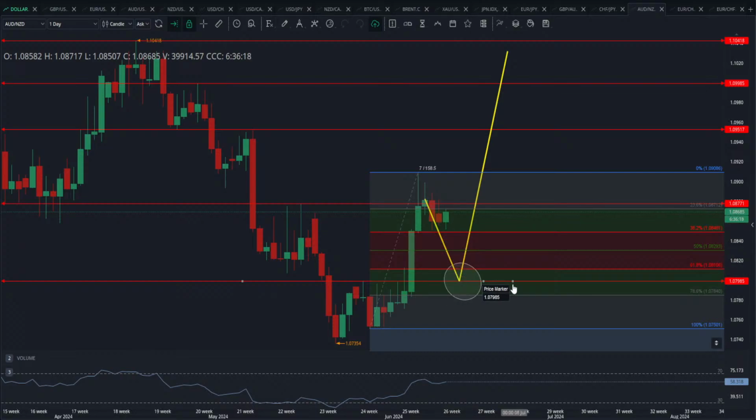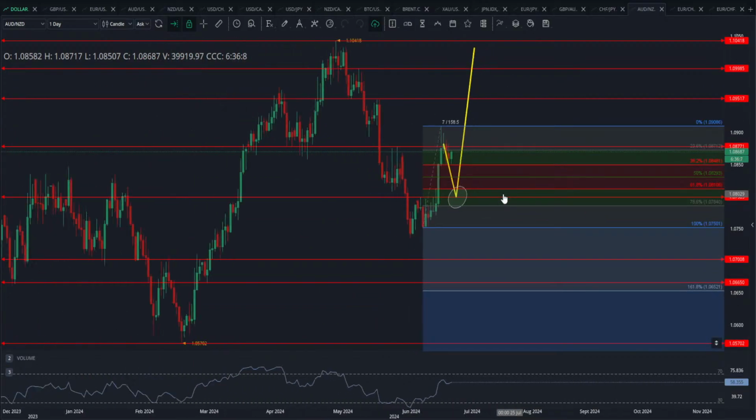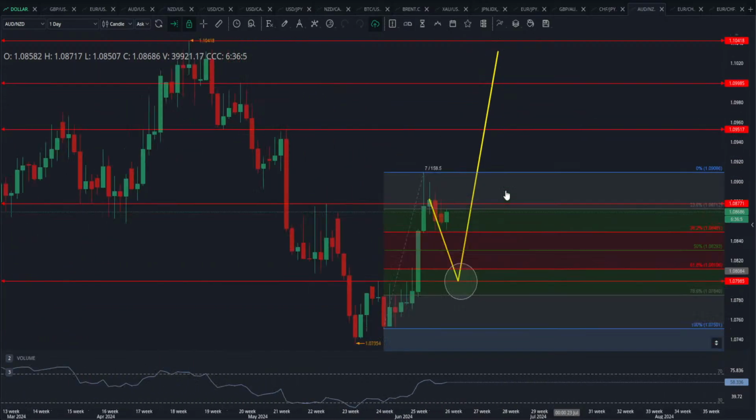If it reaches 1.0810, I'll start buying to an extent of 1.0798, and after this I'll be looking for the higher prices to the level of 1.1041. This is my target, guys, ultimate in the Aussie New Zealand, and it is looking very nice as of now.